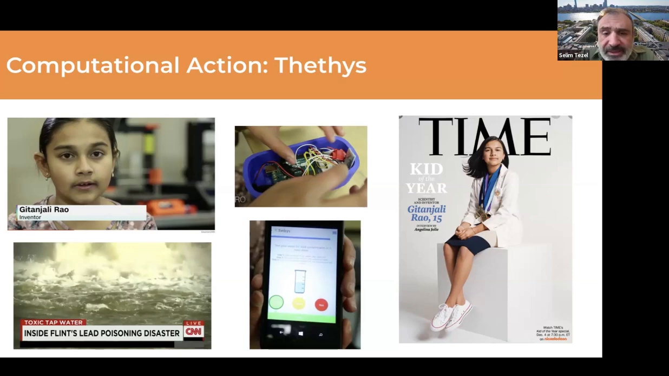And she used App Inventor to connect the device to a mobile app, so that when the device is taking measurements from water, the user will be alerted if the lead level is high or not. She was recognized by Time magazine when she was 15 as the Kid of the Year. This is the first time Time decided to create a category. They have Person of the Year, etc. This is the first time they had Kid of the Year, and Gitanjali won that year.